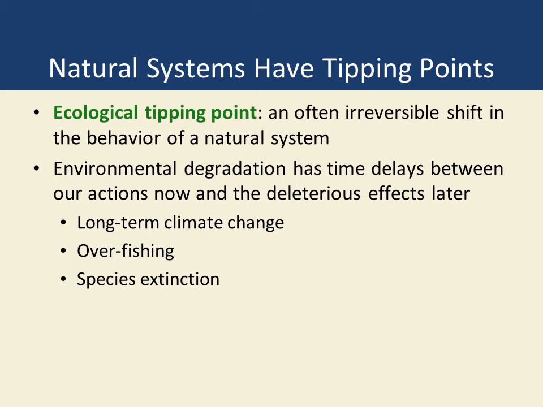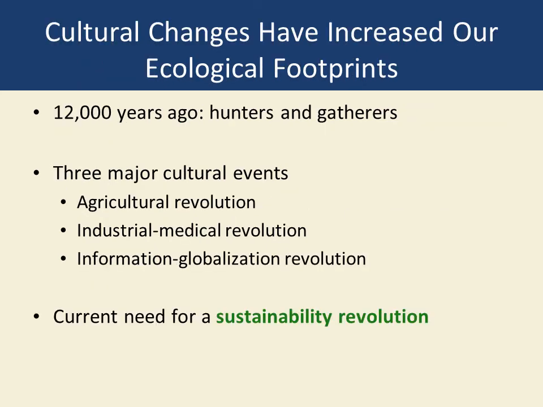So environmental degradation has time delays between our actions now and the deleterious effects later. Long-term climate change, overfishing, species extinction, these are all examples. Cultural changes have increased our ecological footprint. 12,000 years ago, we were hunters and gatherers. Now, three major cultural events have happened: the agricultural revolution, the industrial medical revolution, and the information globalization revolution. Now there is a current need for a sustainability revolution.